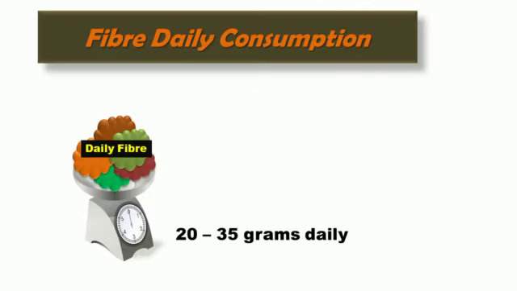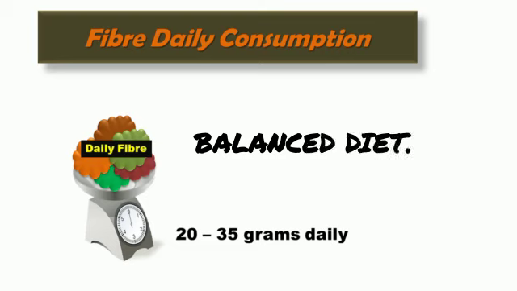It is recommended that an adult should eat between 20 and 35 grams of fiber per day. A well-balanced diet will usually supply the adequate amount of fiber needed by a person. So you may notice that you are already eating a diet with enough fiber and there is no need to over-supplement. Because too much fiber on its own has its own problems.